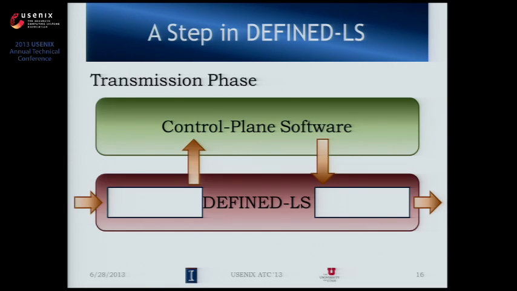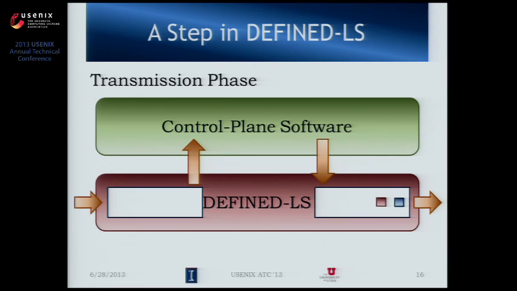So let me give you an example of how DefineLS works. DefineLS uses two message queues, one receiving queue and one outgoing queue, for each control plane software. When receiving a message in the transmission phase, DefineLS doesn't send this message to the control plane software yet. It puts them in the queue and orders them with the same functions that they use in the production network. In the processing phase, these messages are delivered to the control plane software and put in the outgoing queue.